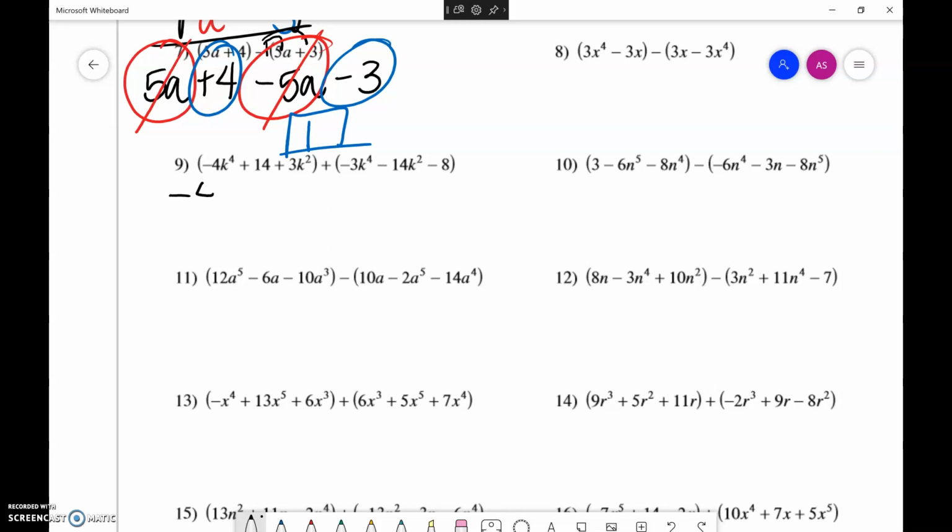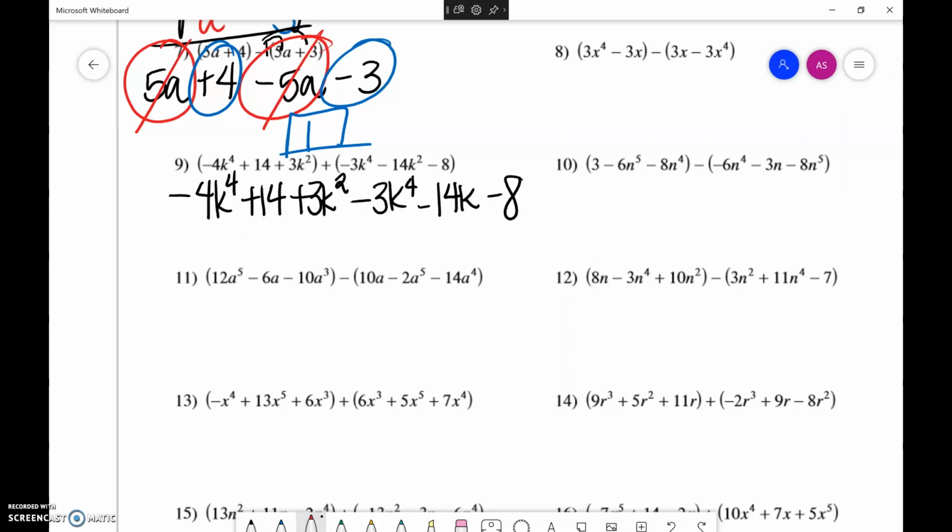So I have negative 4k to the 4th plus 14 plus 3k to the 2nd. Then I have plus minus, so all I got to do is just put a minus because whenever I multiply a positive and a negative, I still get a negative. So I'm going to just go ahead and put the minus sign, and I'm going to bring down everything else. It's going to stay the same because I'm dealing with addition.